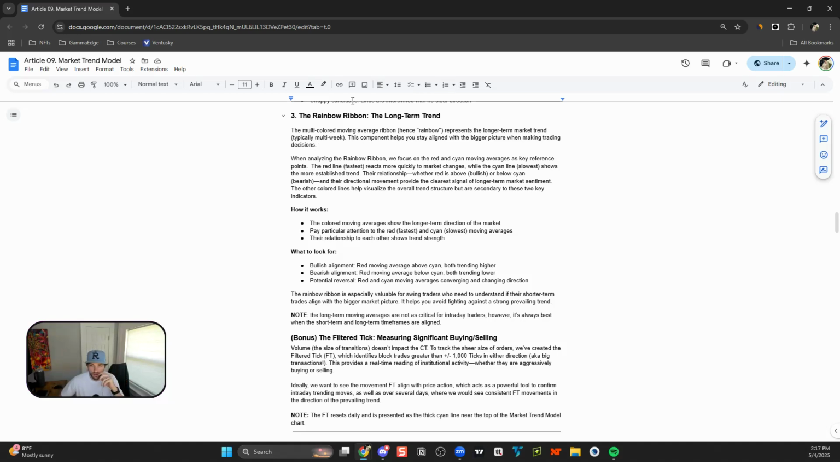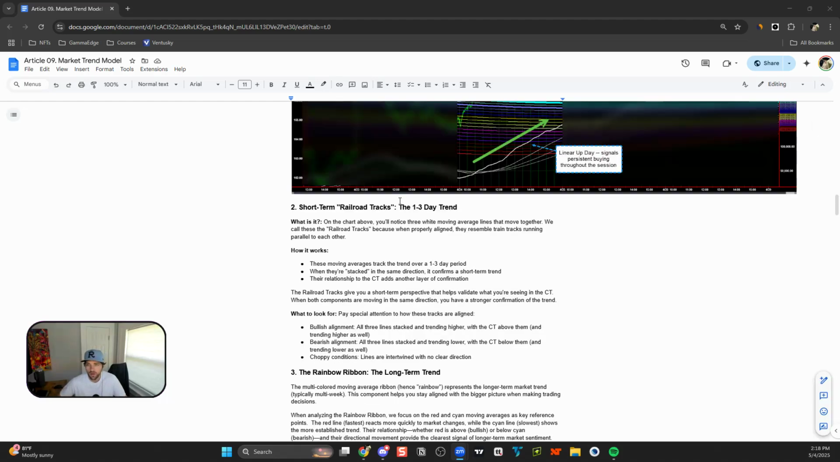What's important to note here is understanding the relationship between the two. So if the red is above the cyan, that is generally bullish. If it's below the cyan, that's generally bearish. And then understand what the trend of those is doing as well. Are both moving higher? Are both moving lower?